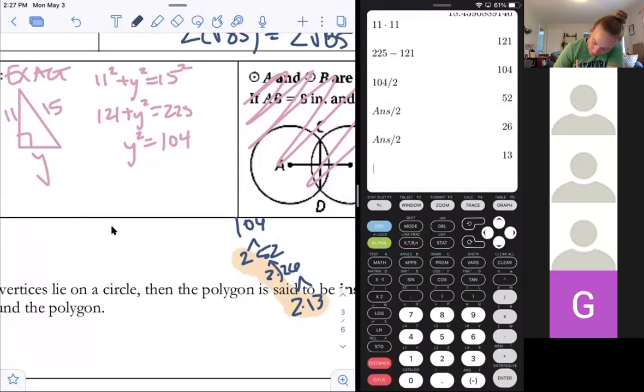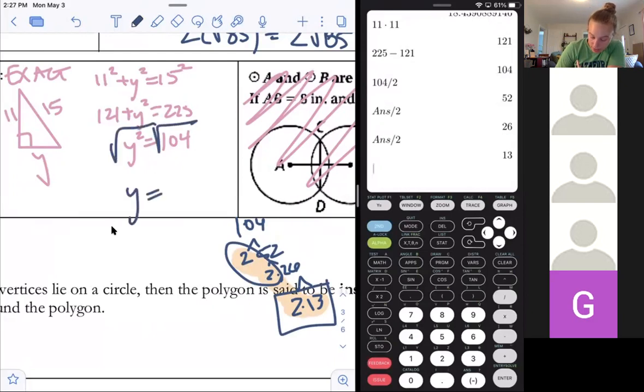I have one pair of 2s, so I get to take that 2 out. But my other 2 doesn't have a partner, so he stays underneath. My 13 doesn't have a partner, he stays underneath. So I'm going to make my radical 104 become 2 radical 26. That is my best answer.